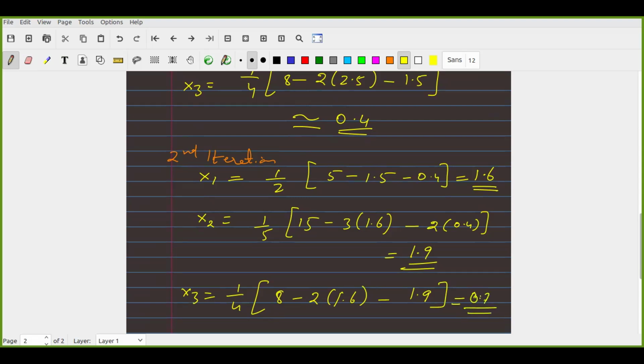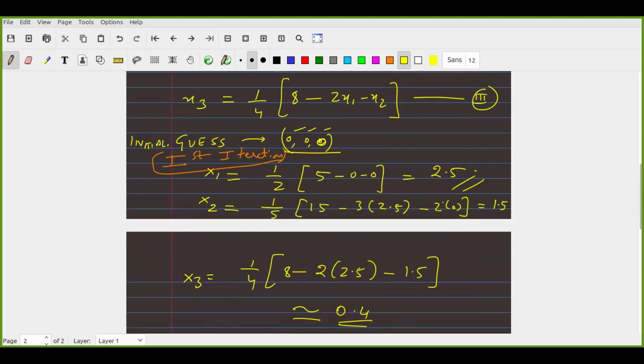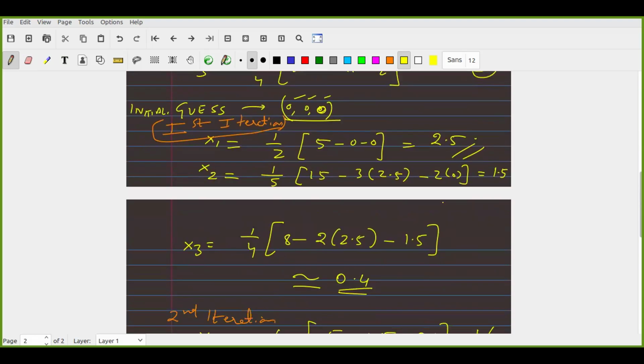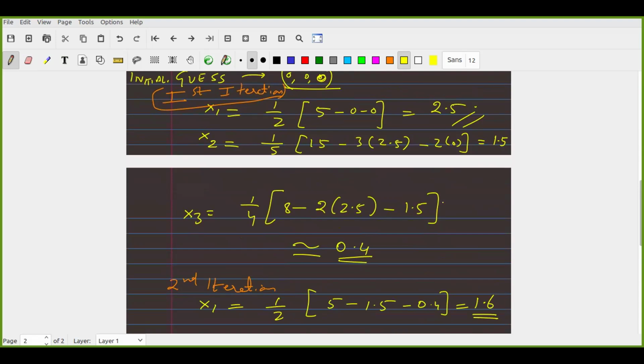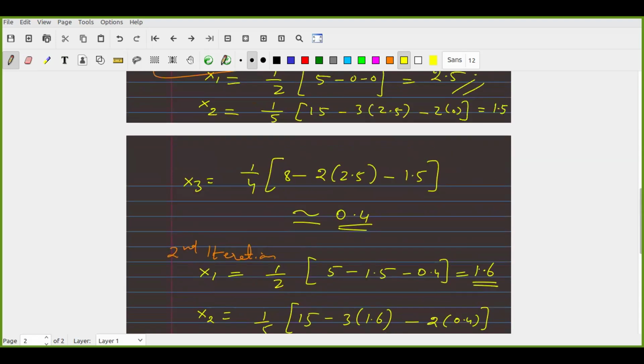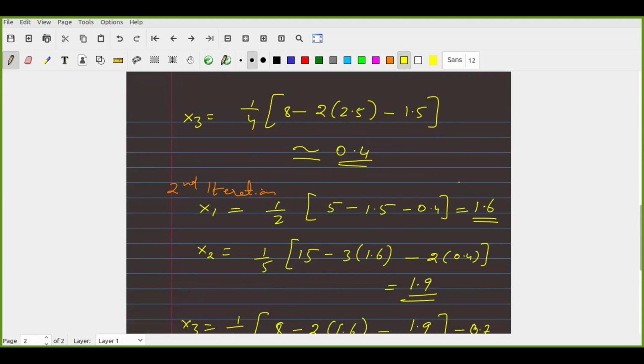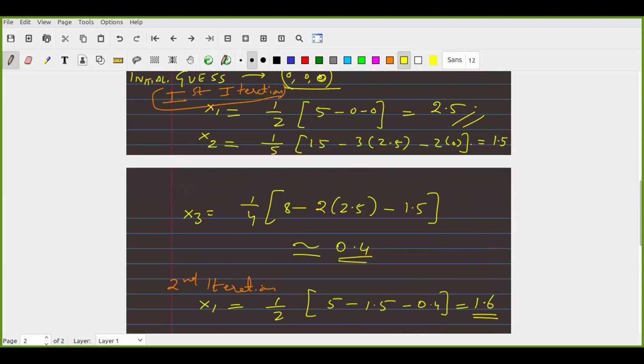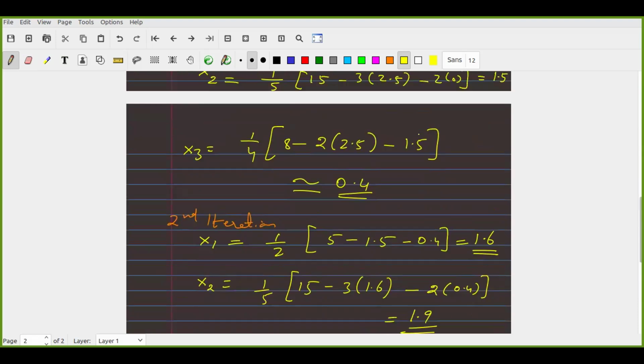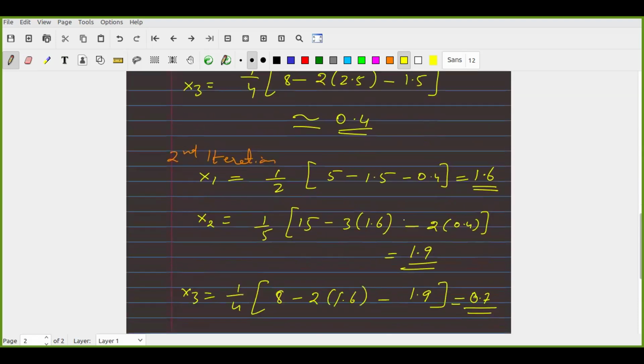Now I'll try to tell you my insight. See, in the first iteration we had 2.5, 1.5, 0.4. We can't still guess what the actual answer is. But now you see the x1 value is coming down to 1.6. The x2 value has gone up to 1.9. So the x2 value is going up, the x1 value is coming down, and the x3 value is slowly rising.